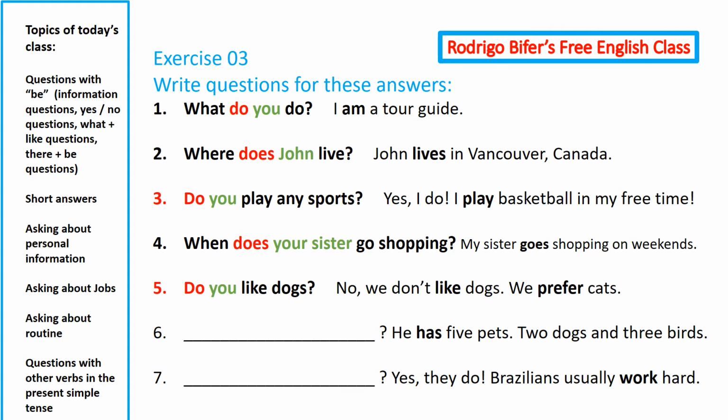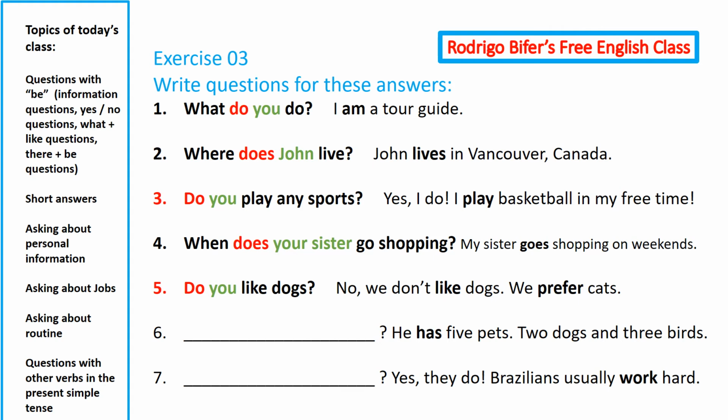We prefer cats. Notice that you here is plural. Do you like dogs? You here is plural. There's no difference between you as singular, just one person, second person you, or you plural. Both are the same. So in this case we're asking a question for more than one person, and they answered no, we don't like dogs. So 2 people or more, we. Plural, we don't like dogs.